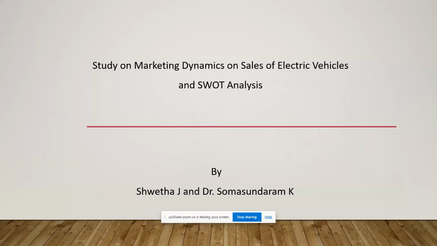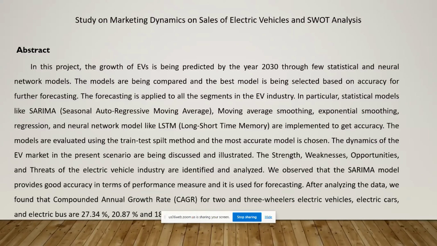A very good morning, ladies and gentlemen. My name is Shweta, and I'm presenting a study on marketing dynamics on sales of electric vehicles and SWOT analysis. In this project, I have taken the real-time data set of electric vehicles collected from 2019 to 2022 and have projected the sales in 2030 using time series models and neural networks. I've studied the CAGR, that is compounded annual growth rate, and included the SWOT analysis.